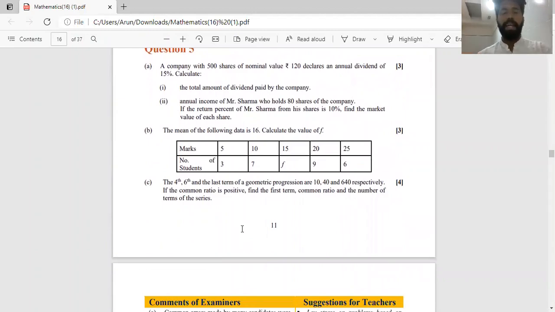Question number 5A is from shares and dividend. This chapter has been reduced from the syllabus this year, so we will not be discussing it right now. Moving on to the next one, 5B.